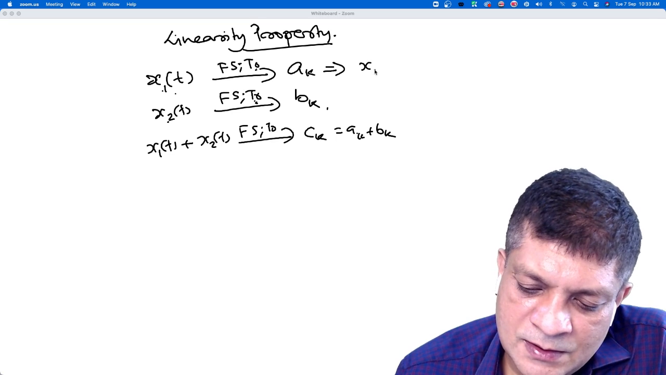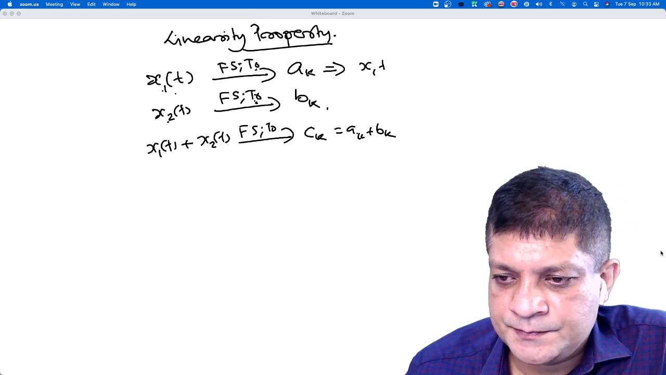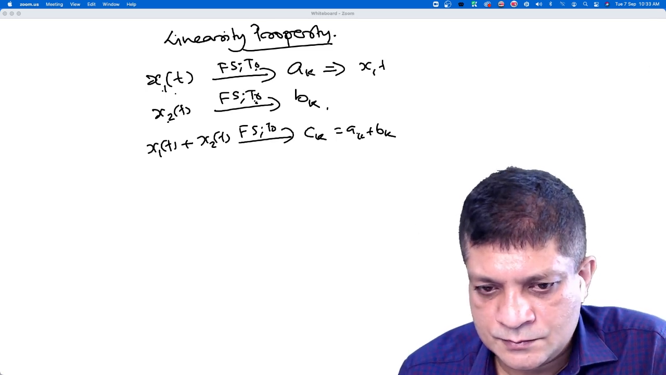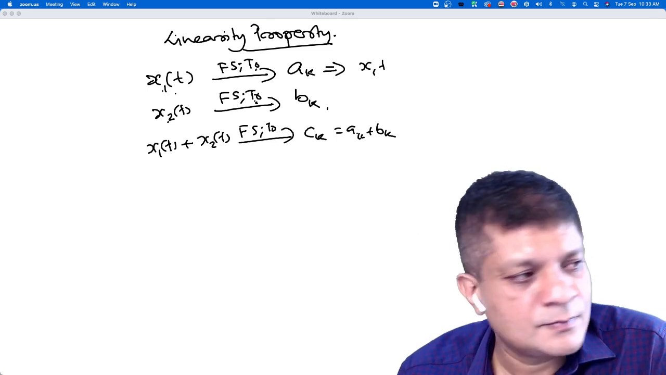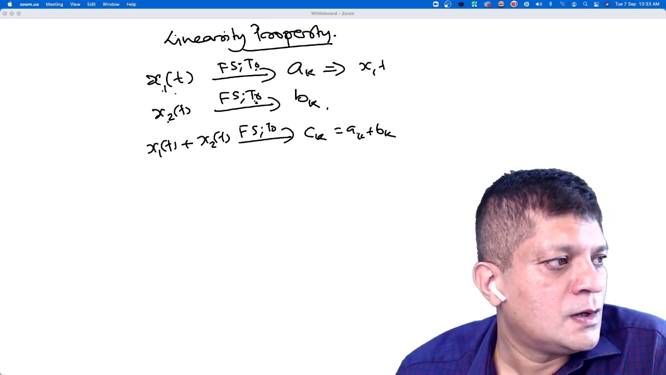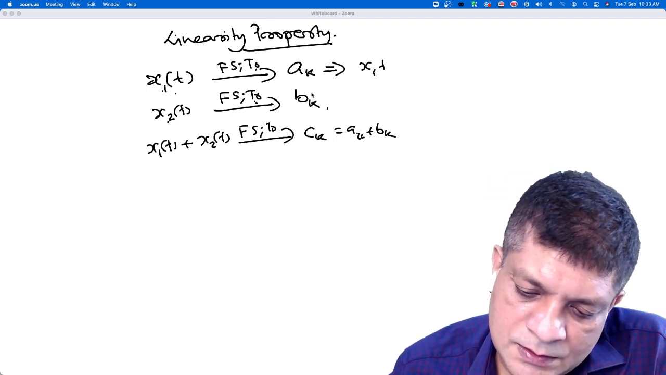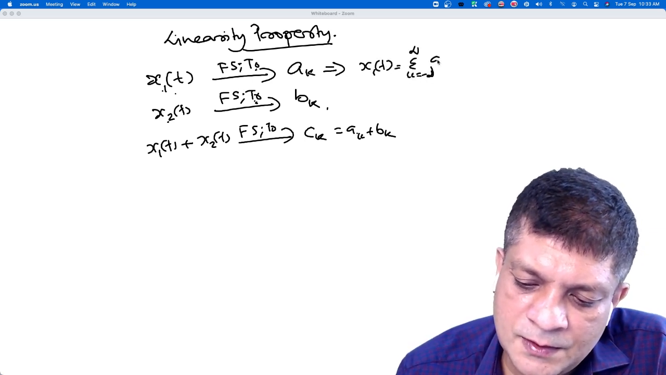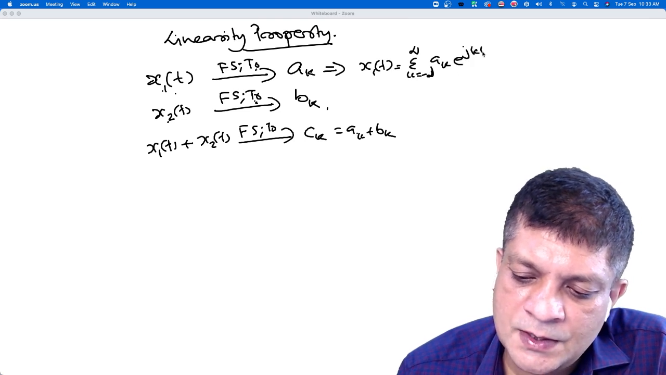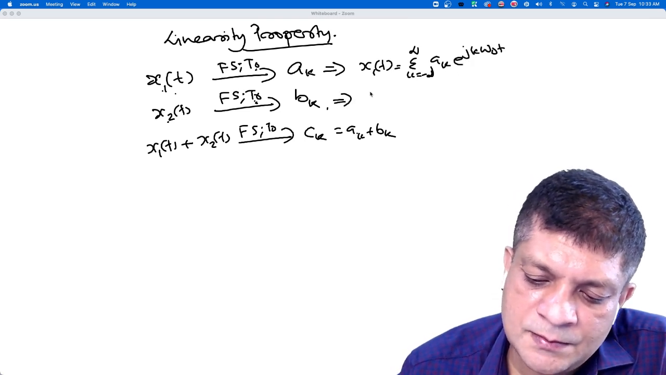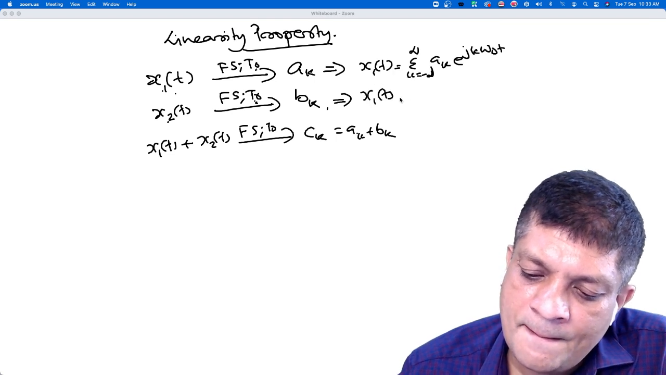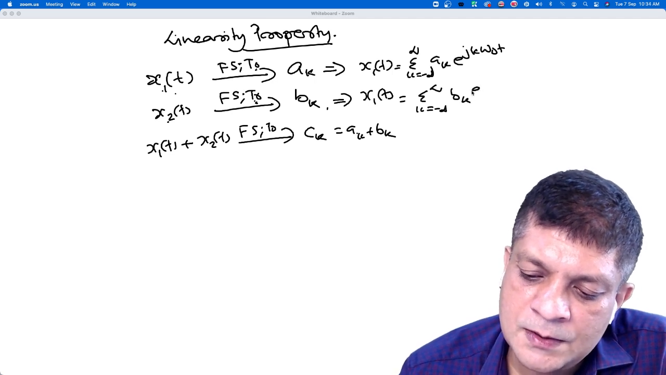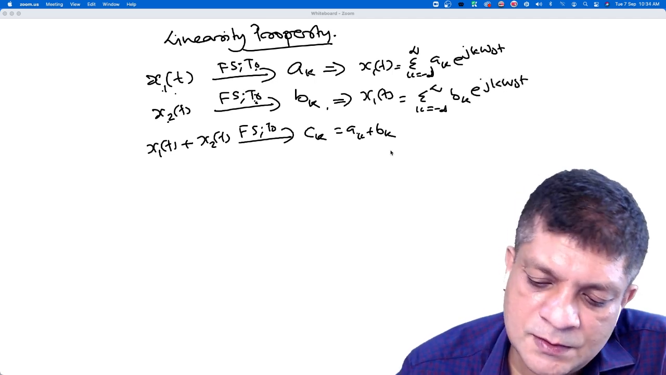This implies that x1(t) is equal to the sum over k from minus infinity to infinity of a_k e to the power j k omega naught t, and this implies that x2(t) is the sum of b_k e to the power j k omega naught t, isn't it?